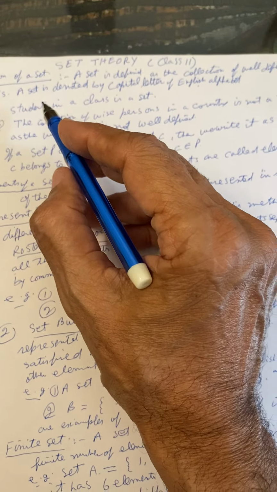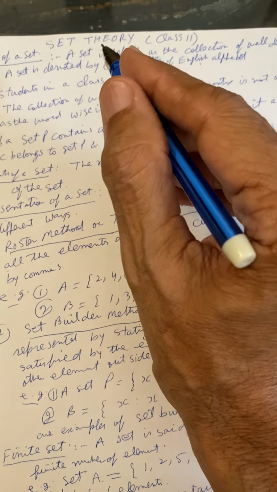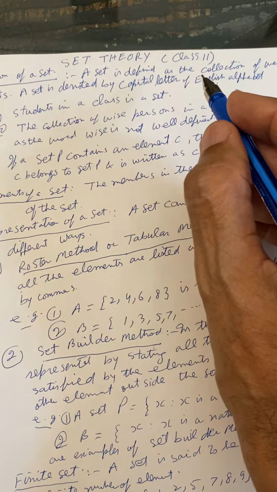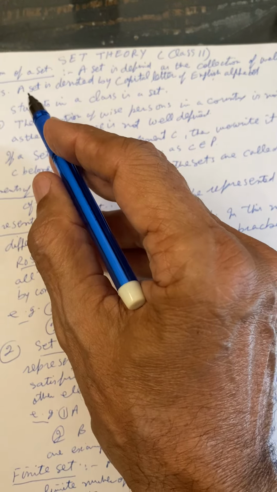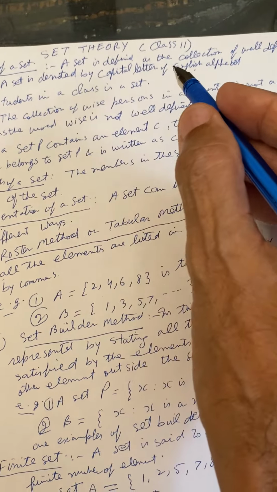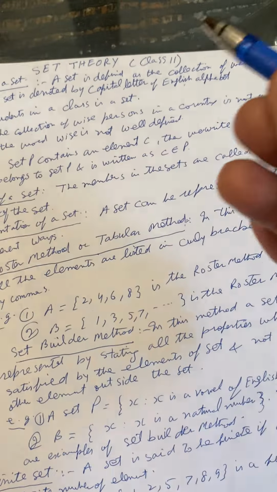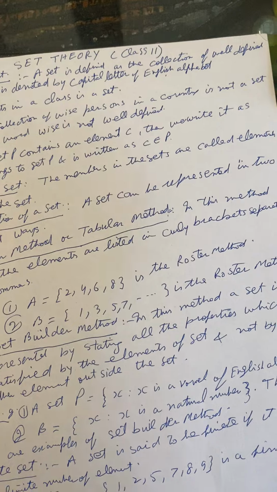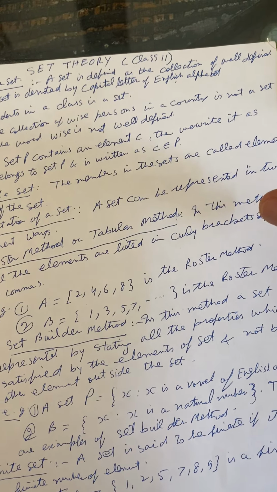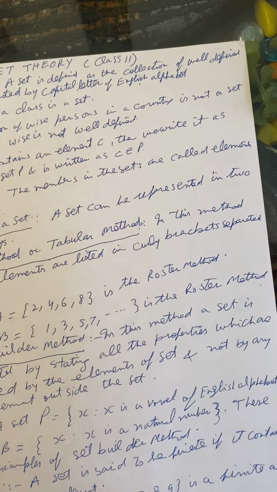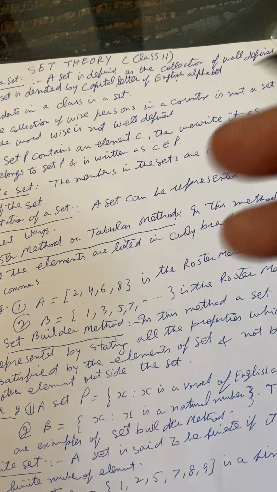First of all, we did the definition of a set. A set is defined as the collection of well-defined different objects. A set is denoted by a capital letter of the English alphabet. For example, first students in a class is a set. Why? Because it is well defined. We know how many students are there and which students are there.